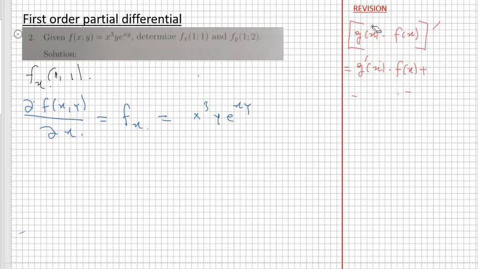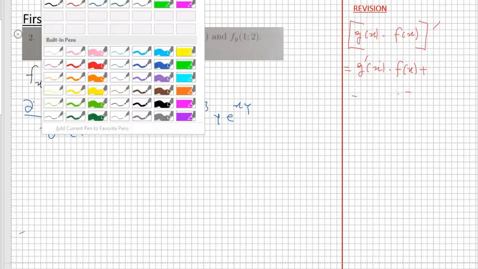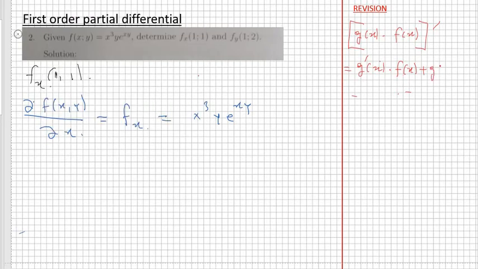the second term will be, you have g of x, and then you multiply it by the derivative of f of x. So I'm going to apply this formula. Why are we applying this formula? Because in this expression you can see that we can write it in such a way to have two functions.